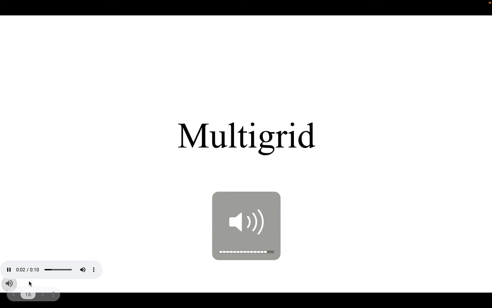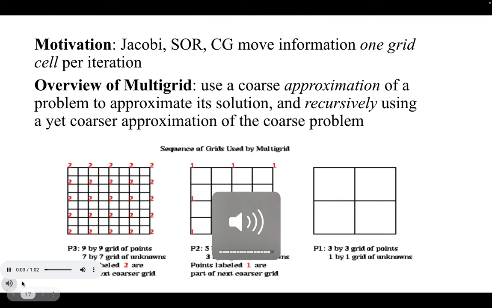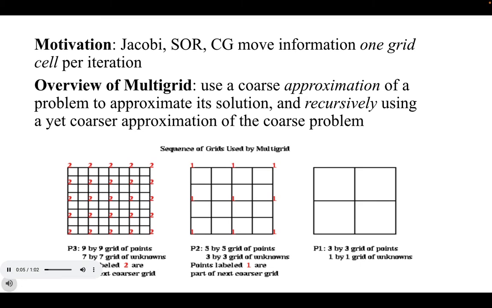Another algorithm we are going to talk about is multigrid. The idea of multigrid is to use approximation to get an approximate solution. Jacobi, SOR, and conjugate gradient average their nearest neighbors, thus information can only be moved one grid cell per iteration. If we want to converge in a constant amount of time, we can't just talk to the nearest neighbors. We need to communicate with more distant mesh points. Multigrid is a divide and conquer algorithm for solving the discrete Poisson equation.